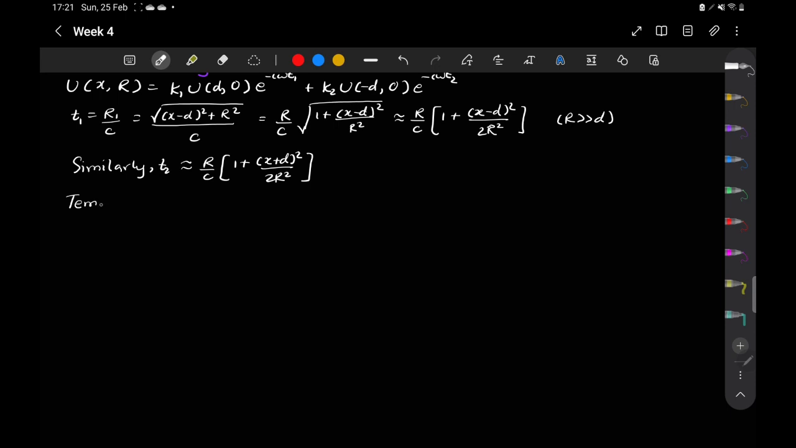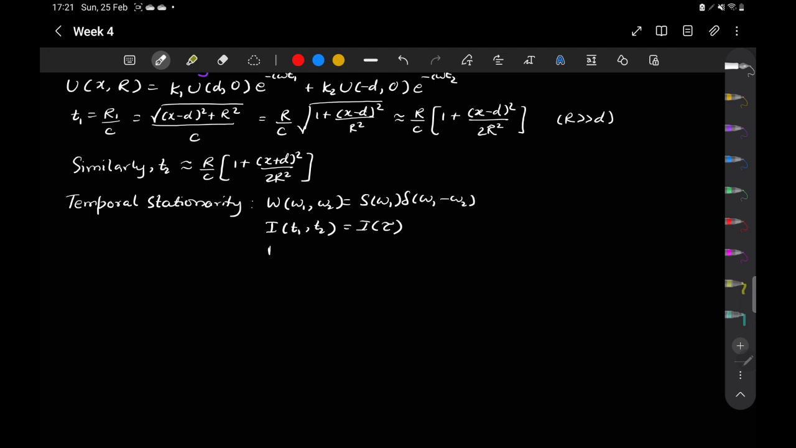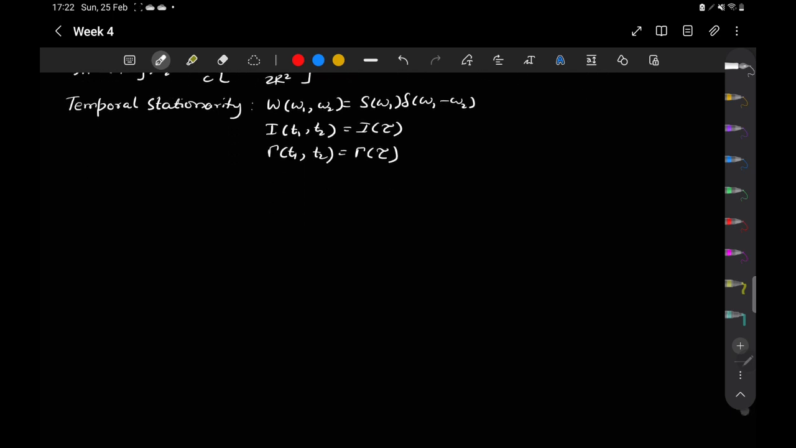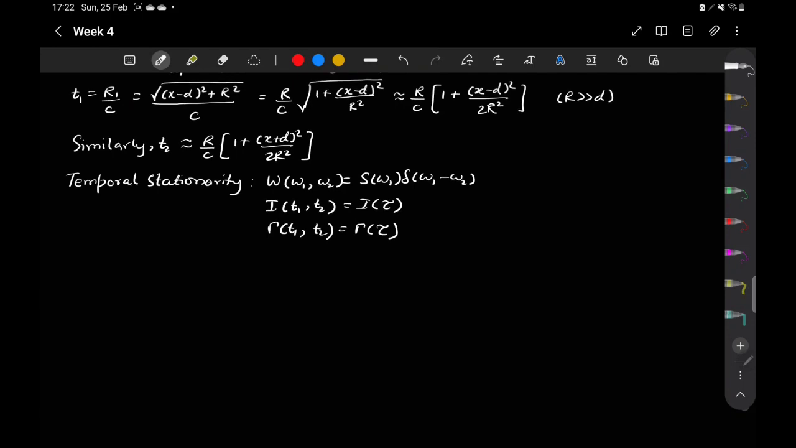And because the field is temporally stationary, all the correlation functions will be independent of time. And there is no correlation between each of the frequencies. And also, there is spatial coherence.